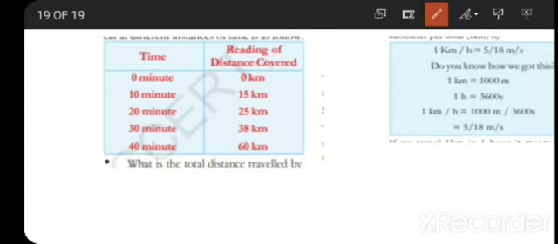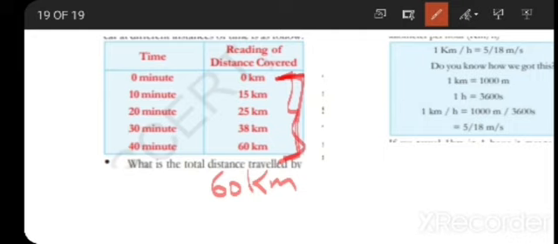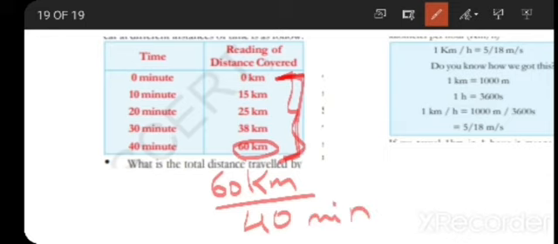If you see here, the total distance covered is 60 kilometers. From 0 kilometers, at the last reading it covered 60 kilometers. You should not add 0 plus 15 plus 25 plus 38, because if you see the reading, you will get 60 kilometers as the total distance traveled. So total distance by total time taken, 40 minutes.